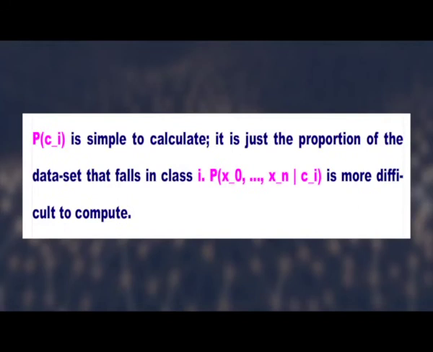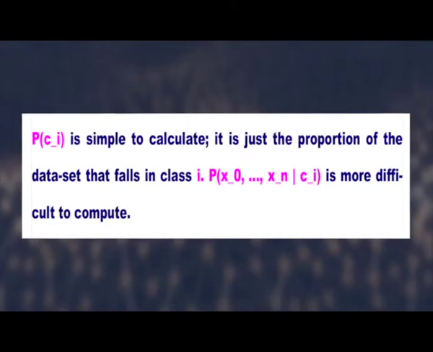Probability of Ci is simple to calculate. It is just the proportion of the data set that falls in the class Ci. Probability of x0 through xn given Ci is more difficult to compute.